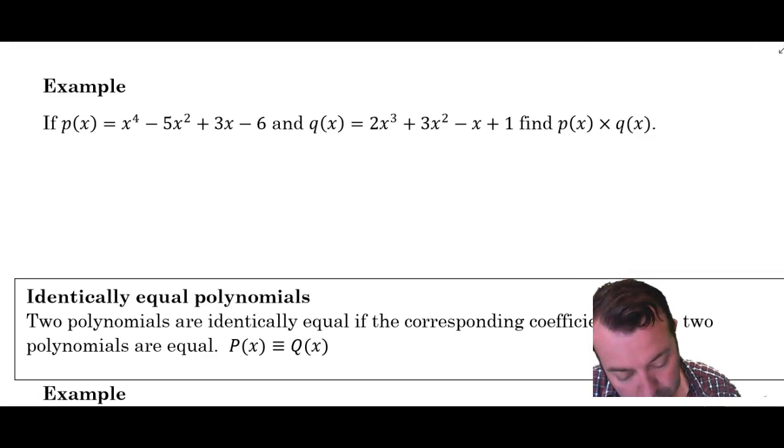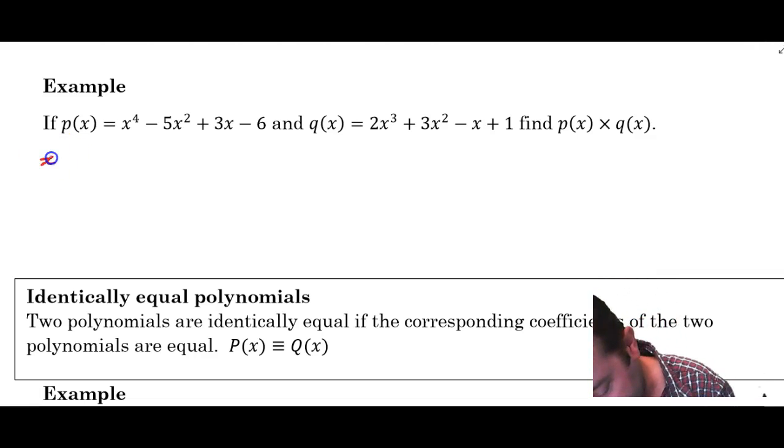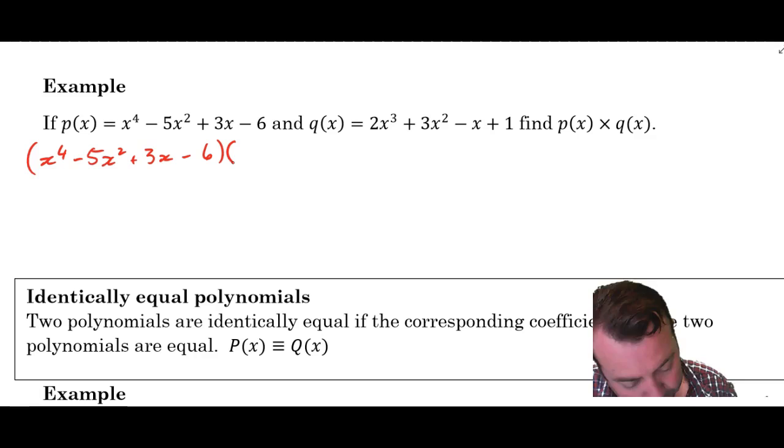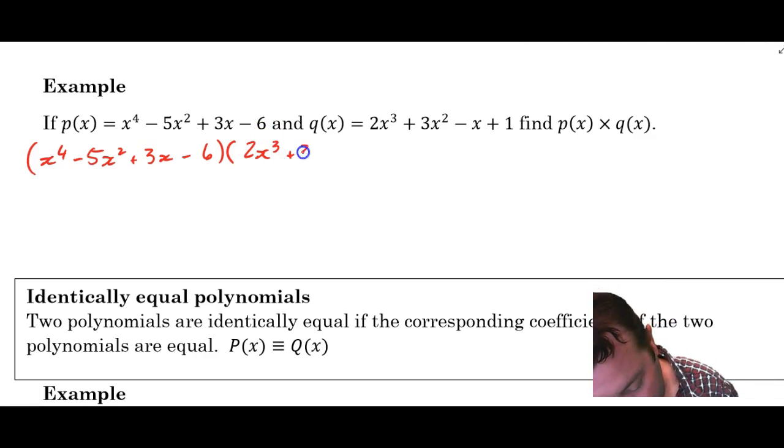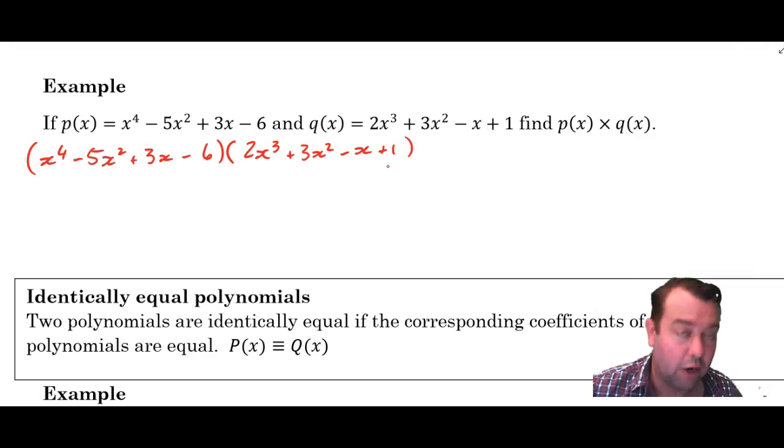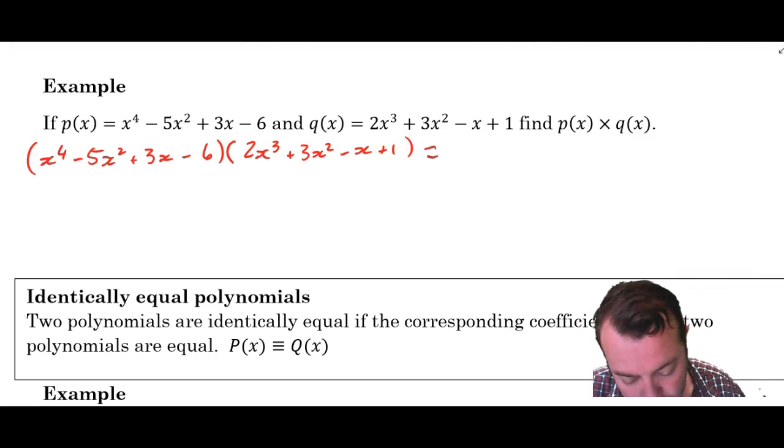So the p of x times the q of x, I've got to do this: x to the 4 minus 5x squared plus 3x minus 6, brackets. Then I have 2x cubed plus 3x squared minus x plus 1. Right, distributive law, and off we go.